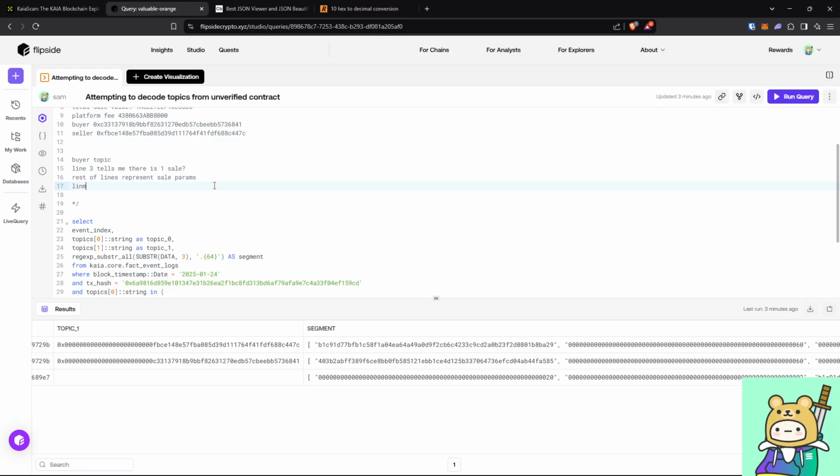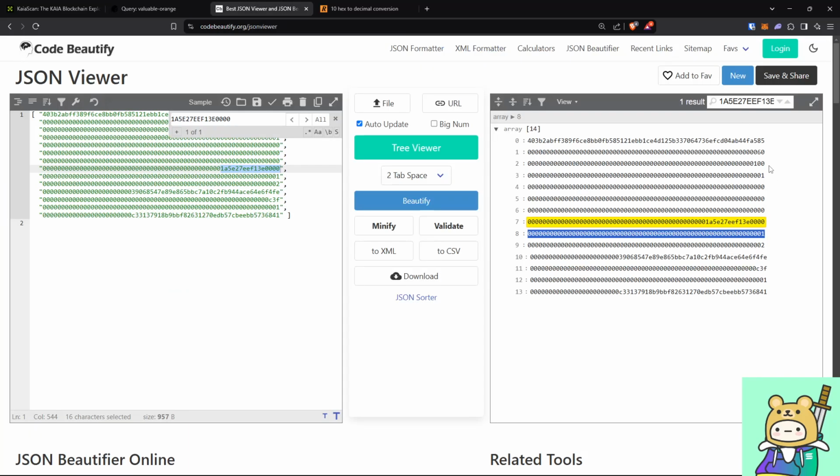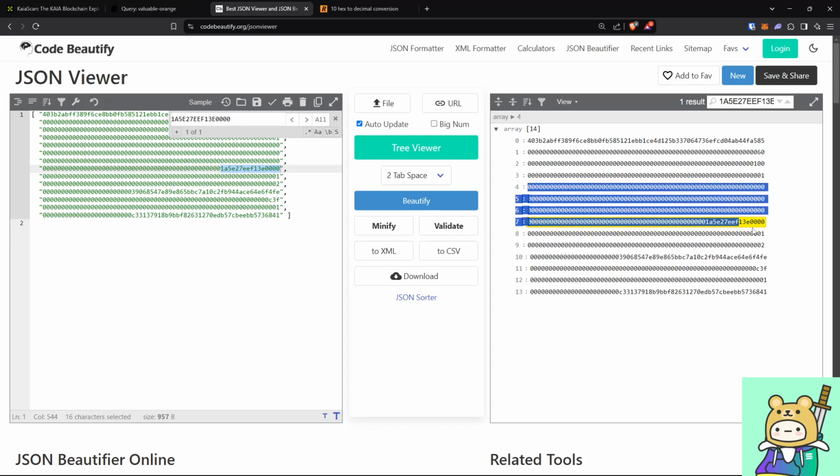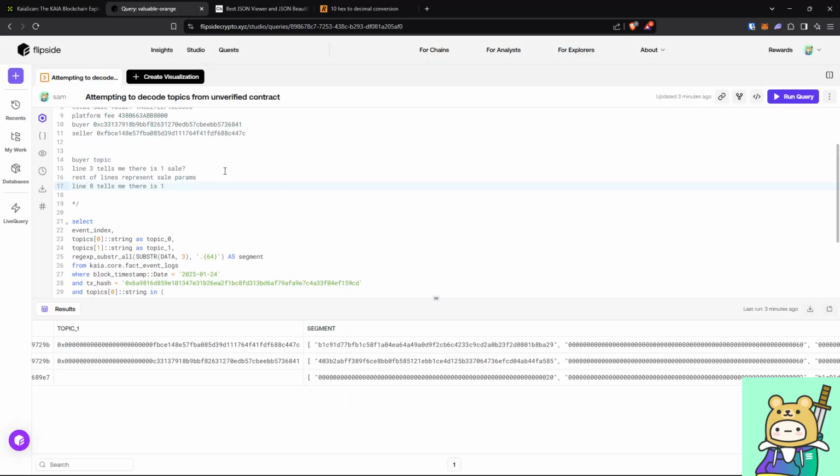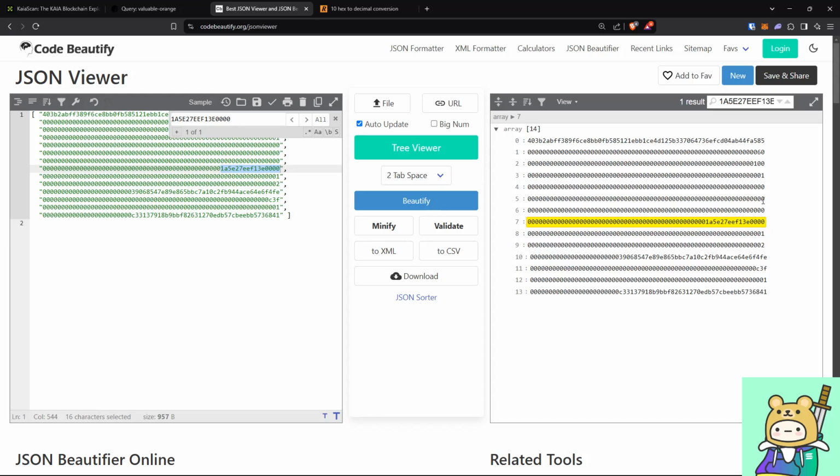So skip the 8 lines, and then we go to the next one, which is line 8. So line 8 tells me there is 1. Because the offsets end here, this means lines 4 to 7 represent the sale events. Okay. So lines 4 to 7 represent sale params, right? So what can we get from the sale params?